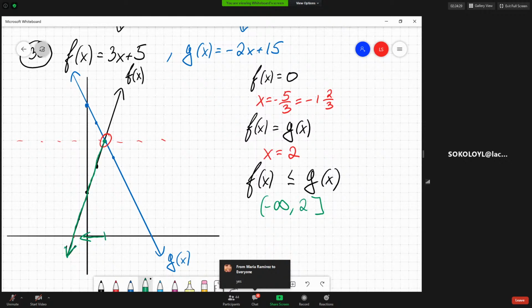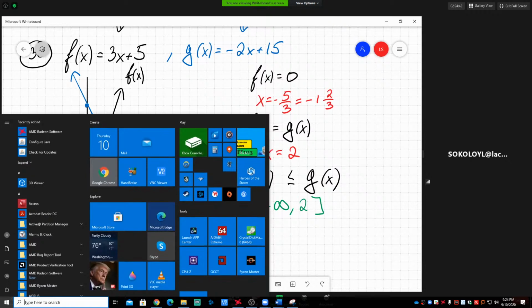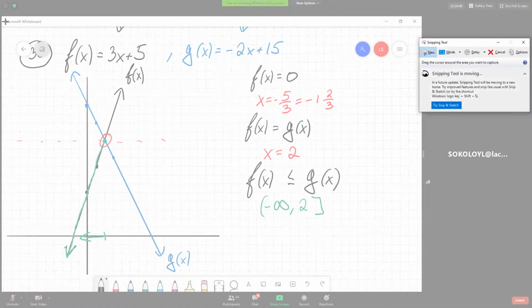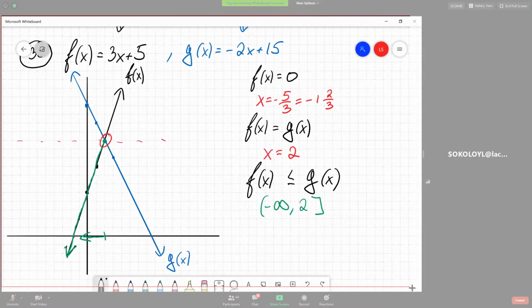So again, we have to be able to connect graphs and read off this information from the graphs as well. And that's what our last example is going to be. So our last example, we're going to do 36. And again, these are on page 132.